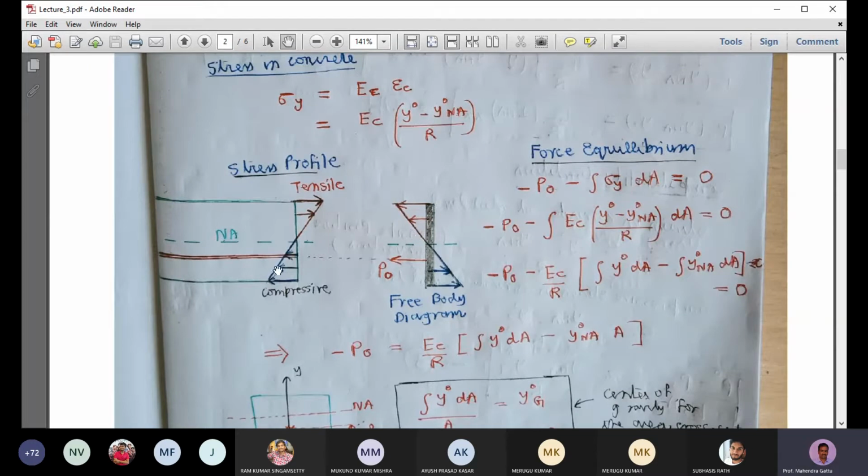And similarly, if you look at the tendon here, the tendon is in a state of tension. So it will try to shrink. So on the plate, what will happen? It will try to pull the plate to the left. Okay, so that P naught is again acting to the left here. And here the concrete at the bottommost part is in compression. So it will try to expand. And as a result, on the rigid plate, there will be some force acting to the right. Okay, so this is the free body diagram for the rigid plate.